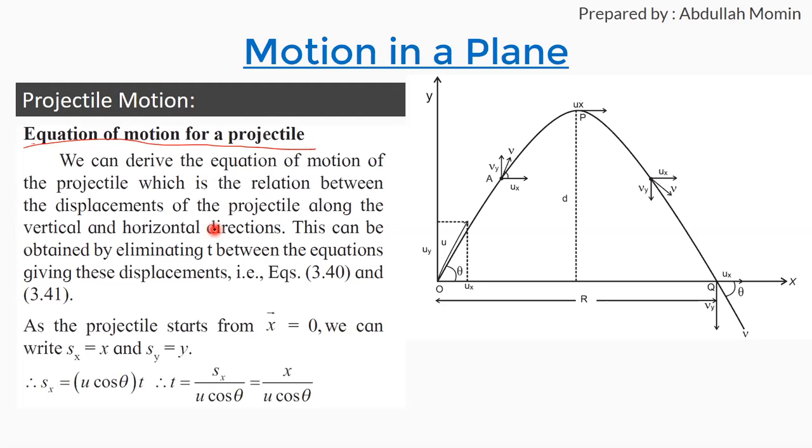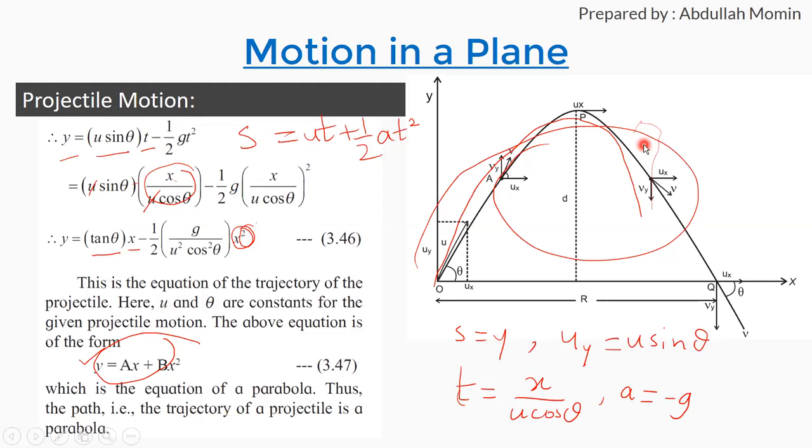Here u and theta are constant for the given projectile motion, and this is the equation of a parabola. So we will say that the path or the trajectory will be in the form of a parabola. You can see in this diagram, this shape is nothing but a parabola, and this is the equation of the parabola. So this is the equation of motion of a projectile, or the equation of the trajectory of the projectile.